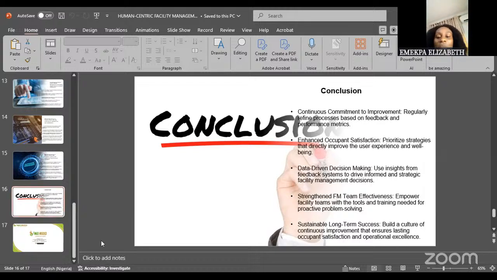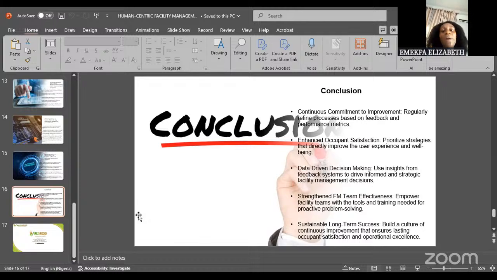Data-driven decision making. Use insight from feedback system to drive informed and strategic facility management decisions. Feedbacks are not one, it's not two, it's a lot of it. And when we collect all this data together, we use it to make strategic facility management decisions. Even when we say, okay, this is what these people are saying, this is what we need to do, this is how I think we should do this the next time, okay?